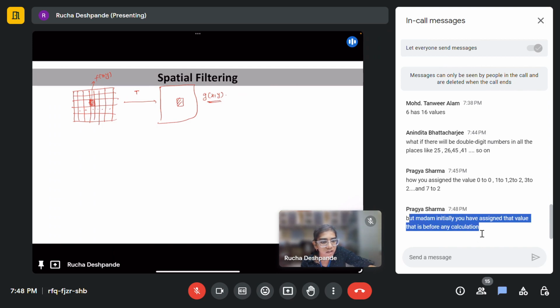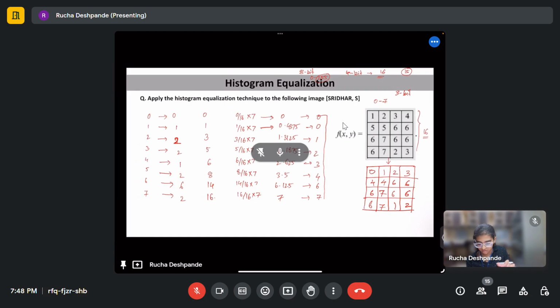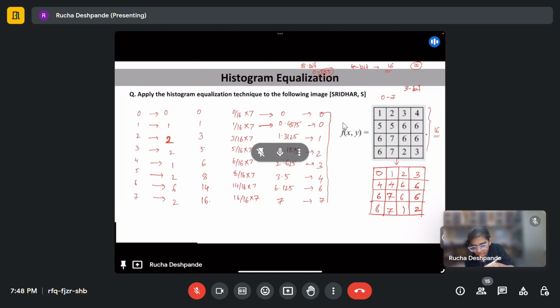That is before any calculation. Which value? One second. Which value? These values?